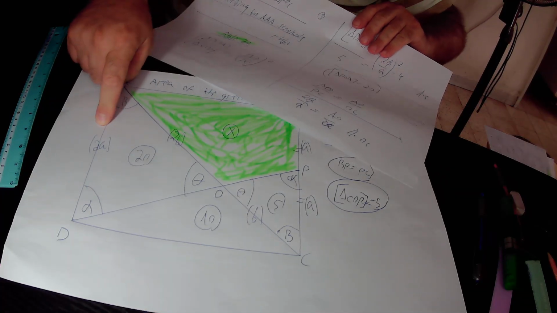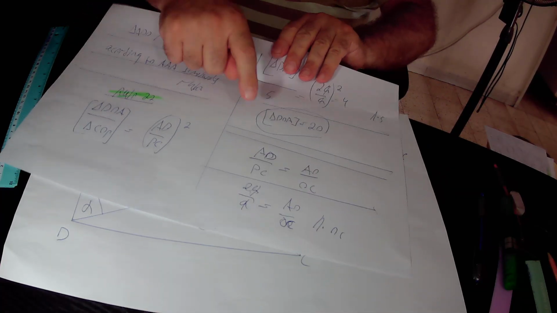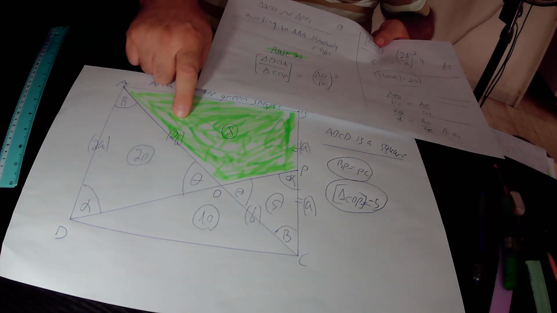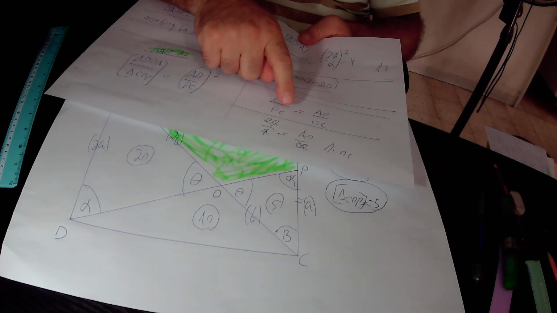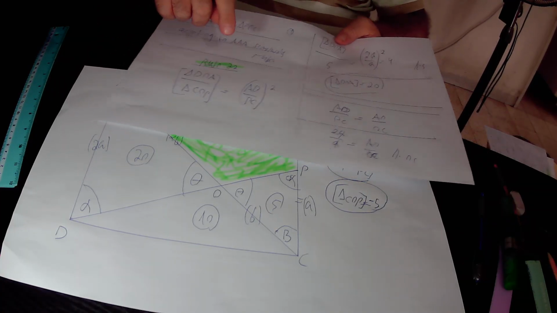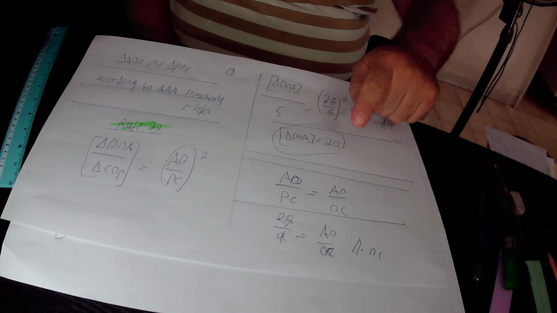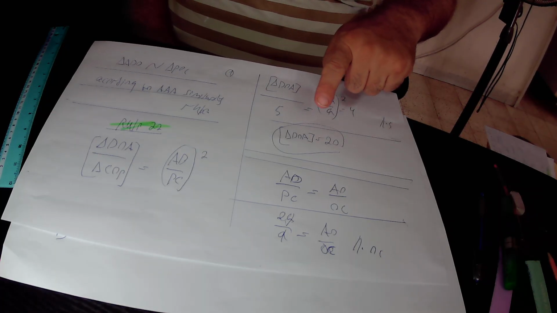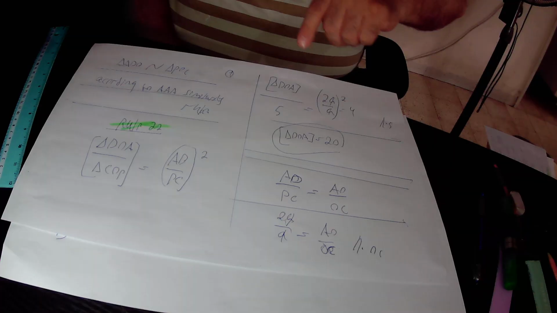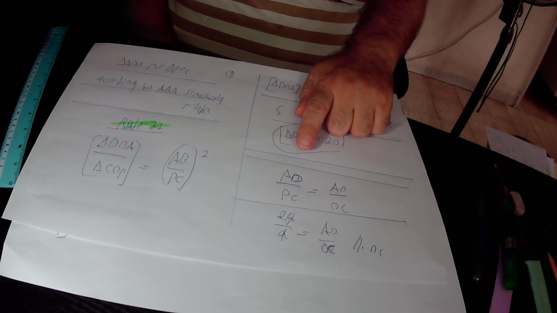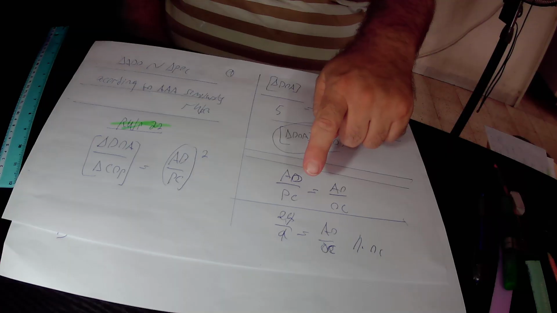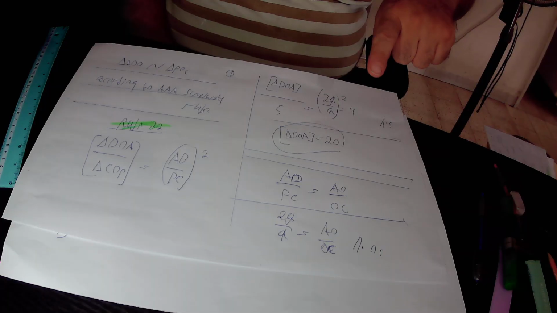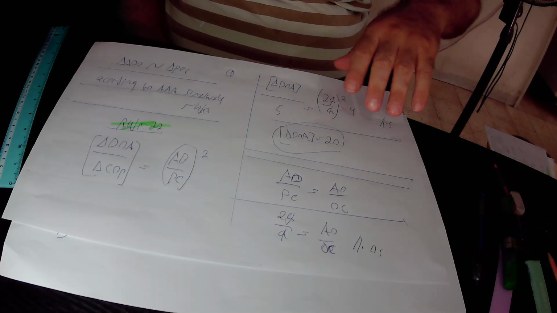AD is 2A and PC is A, and it is equal to AO over OC. AO and OC are the missing sides, so we leave them as they are. We have A in the numerator and A in the denominator, so A will get cancelled and we are left only with 2. So in total we found out that 2 equals AO over OC.